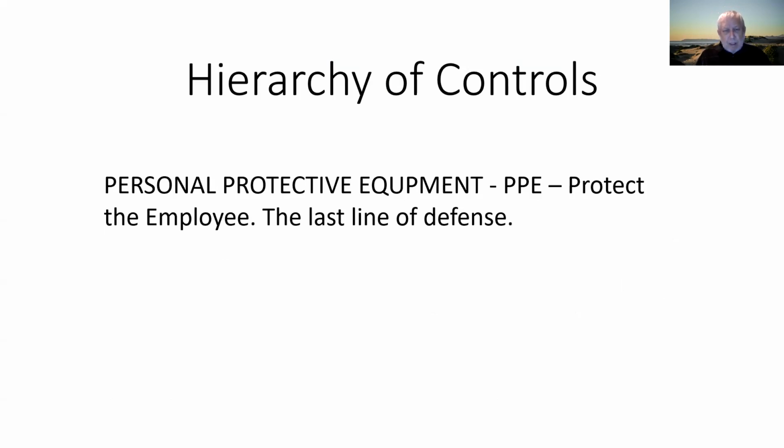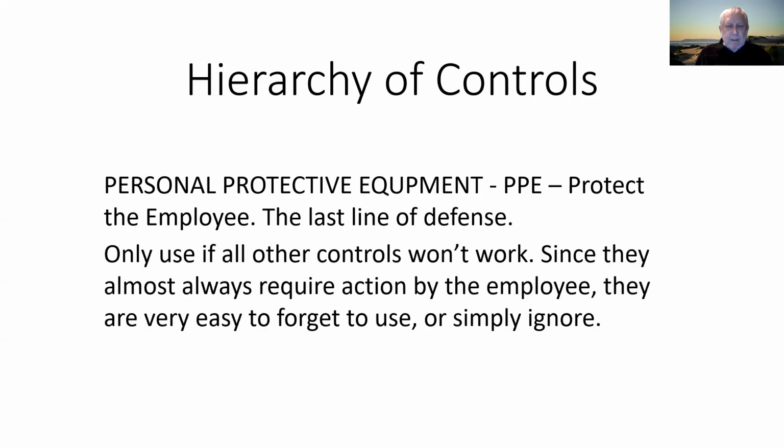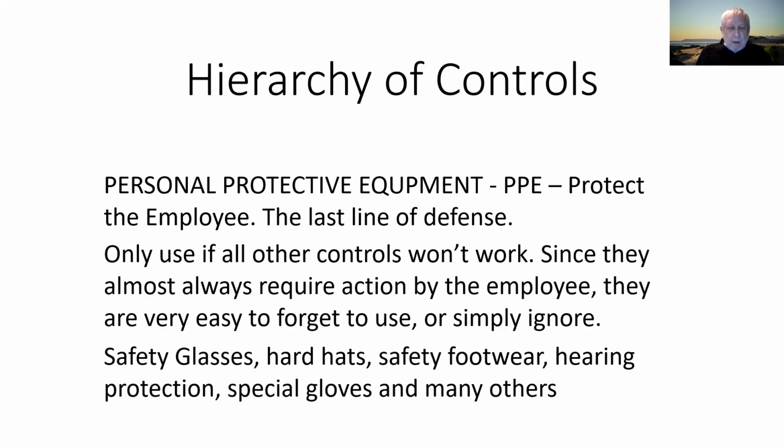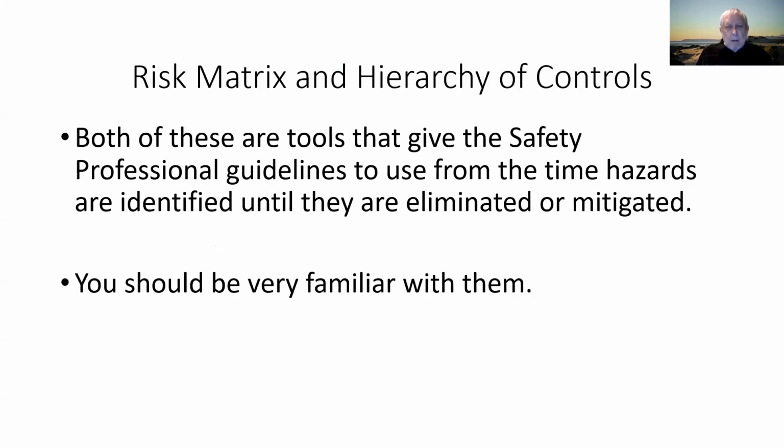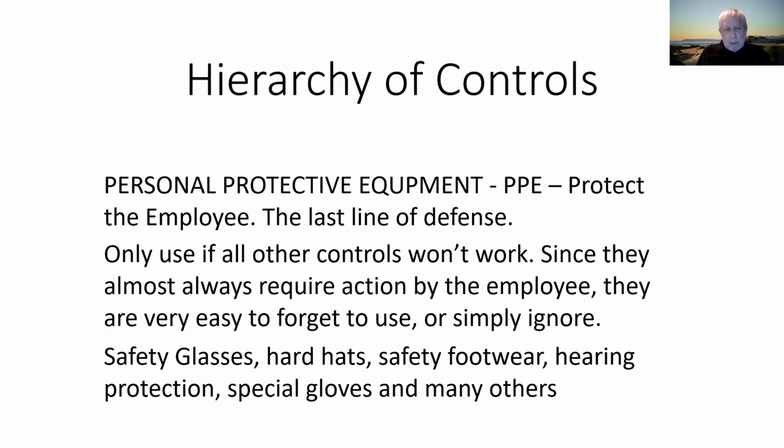Personal protective equipment, PPE, protects the employee. This is the last line of defense. Only use it if all other controls won't work. Since it almost always requires action by the employee, it is very easy to use, forget, or simply ignore. In other words, you can just forget to put your earplugs in, or put your hard hat on, or your shoes on, and that's done quite frequently. Safety glasses, hard hat, safety footwear, hearing protection, special gloves, and many others. Now, a lot of times personal protective equipment is used in conjunction with others. There might be other controls in place, and maybe for other hazards too.